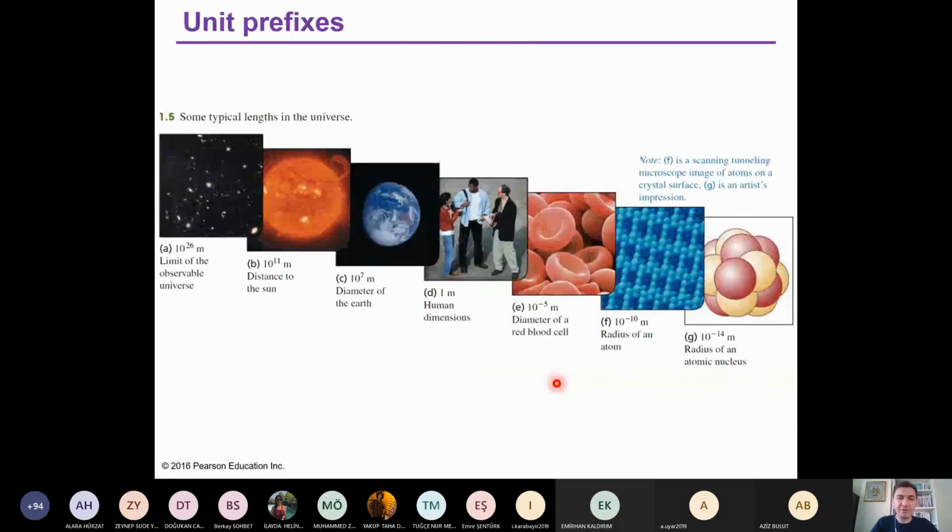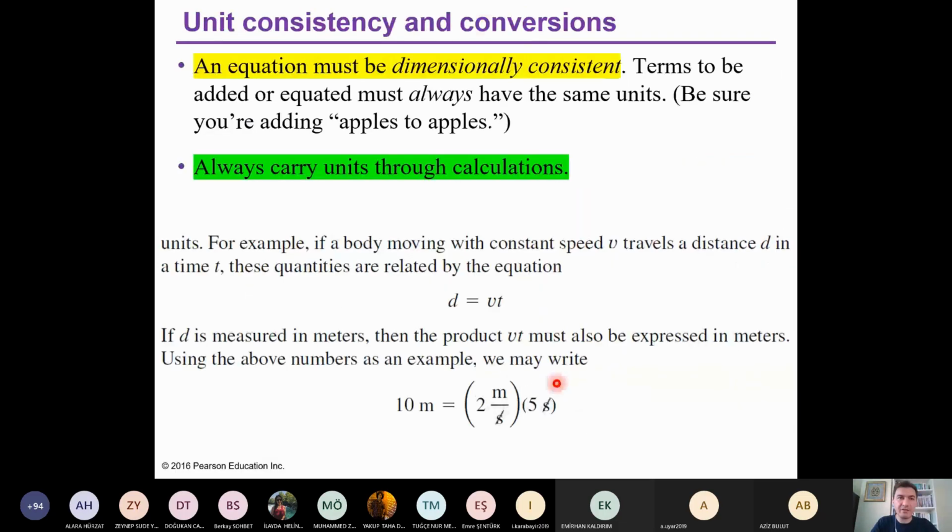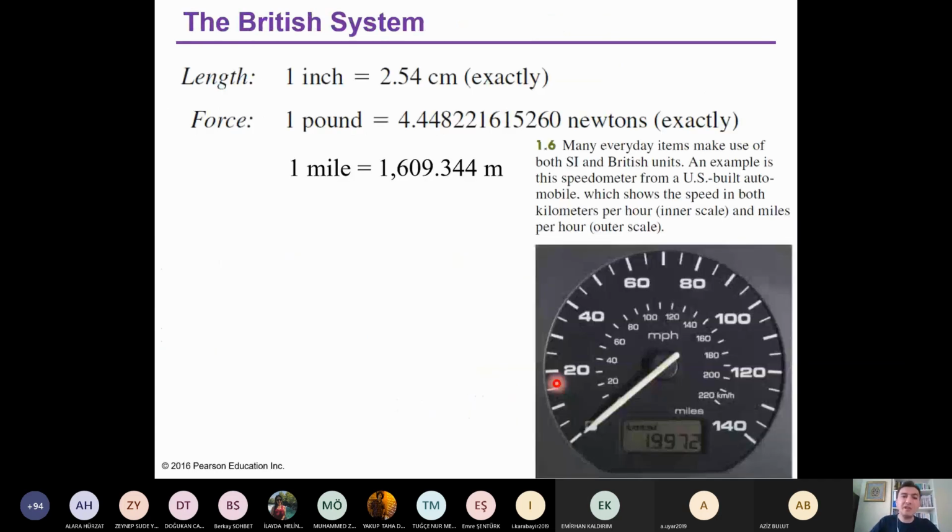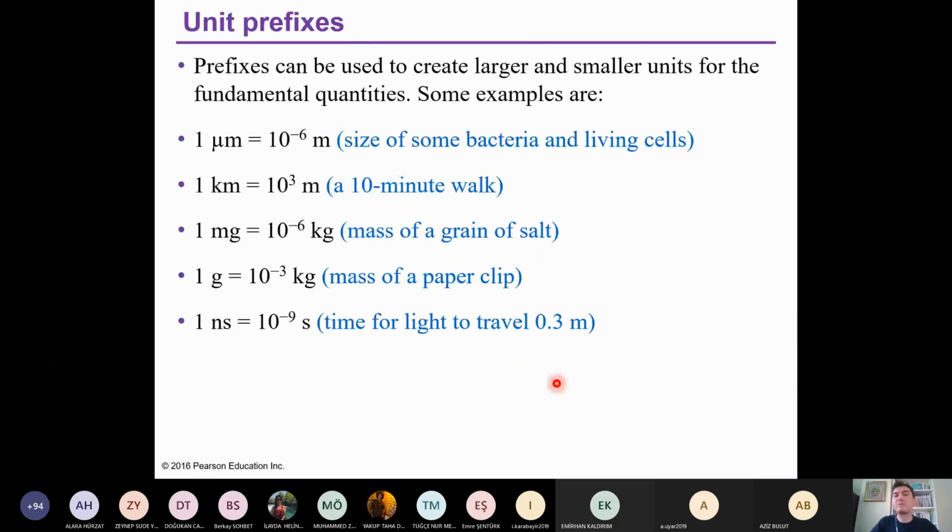I have 3 transparencies, and then I will have a short break. Okay. So now let's discuss the unit prefixes. Prefixes means ön ek. Here, micrometer, it is prefix. This is meter, prefix, milligram, prefix, kilogram, prefix, okay, gram, nanosecond, second.